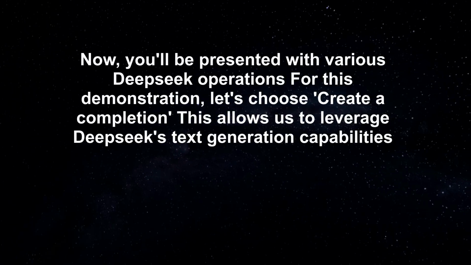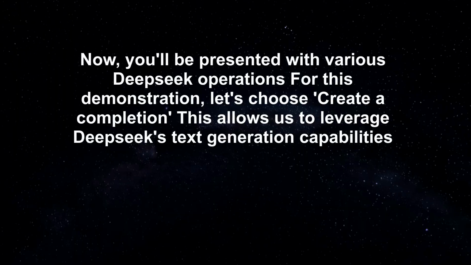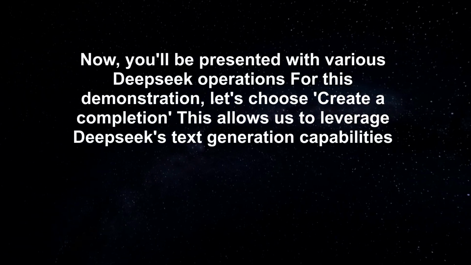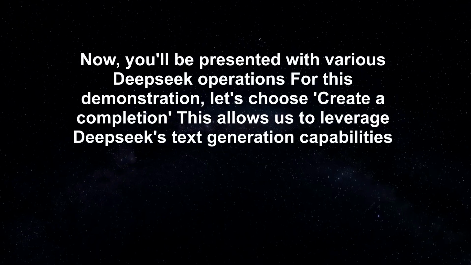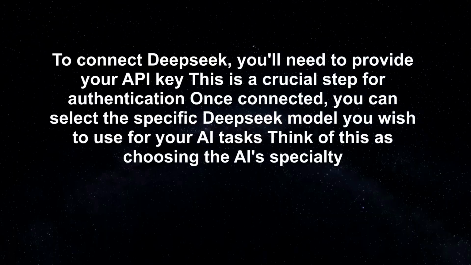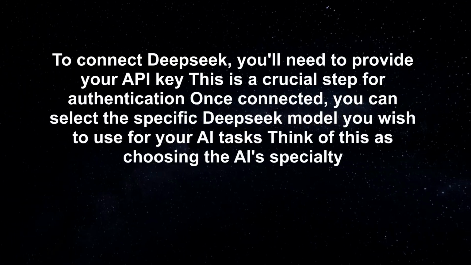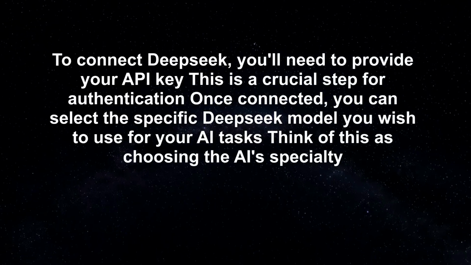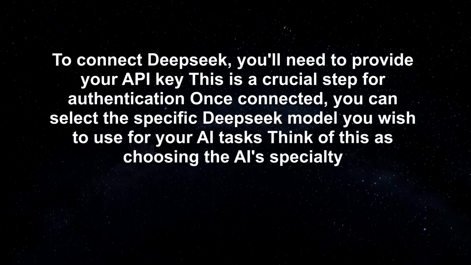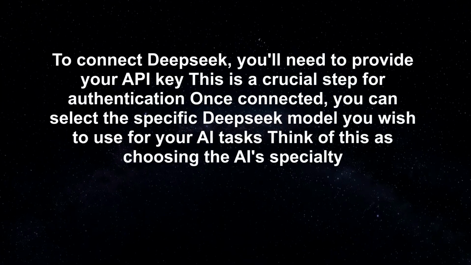Now, you'll be presented with various DeepSeek operations. For this demonstration, let's choose Create a Completion. This allows us to leverage DeepSeek's text generation capabilities. To connect DeepSeek, you'll need to provide your API key. This is a crucial step for authentication. Once connected, you can select the specific DeepSeek model you wish to use for your AI tasks. Think of this as choosing the AI's specialty.